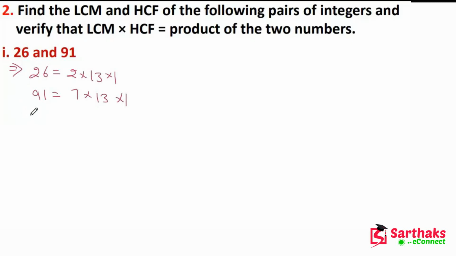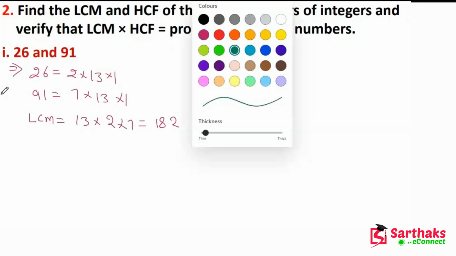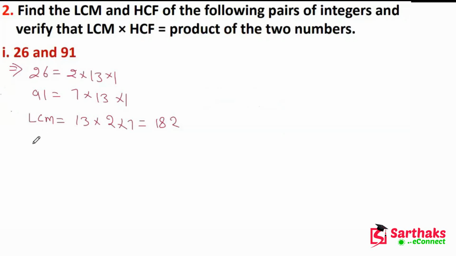So for LCM, we write the common part, which is 13, and the rest of the uncommon parts, meaning 2 into 7. So the result is 182. Now we are finding HCF. The HCF is only the common part, meaning 13. So HCF is 13. Now we have to verify that LCM into HCF is equal to the product of the numbers.